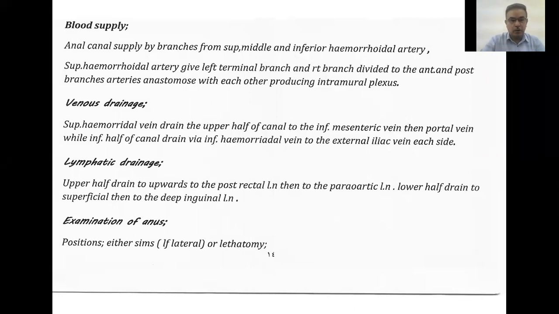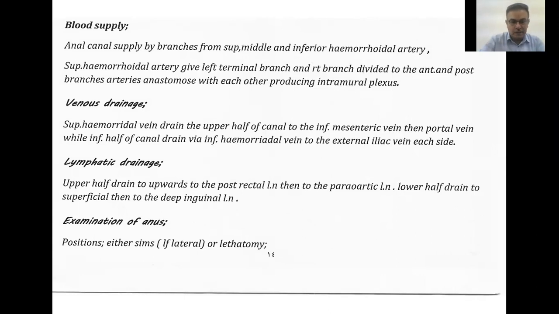The blood supply of the anus and anal canal is supplied by branches from the superior, middle, and inferior hemorrhoidal arteries. The superior hemorrhoidal artery gives a left terminal branch and a right branch, which divides into anterior and posterior branches. These arteries anastomose with each other, producing an intramural plexus. Venous drainage.